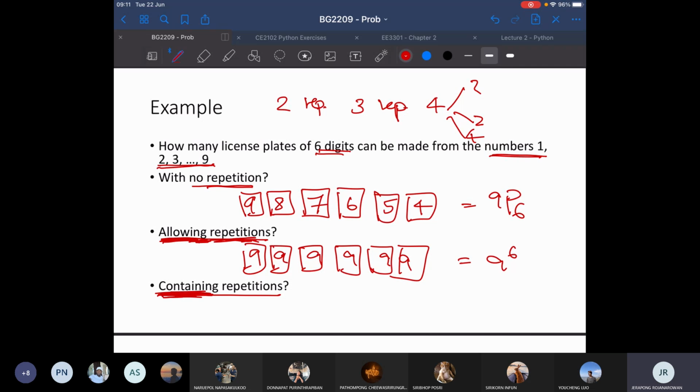So in this case you cannot count them directly. What you have to do is you have to think about, okay, now this guy allowing repetition will include only repetition and no repetition. Therefore, this guy and this guy, if I subtract them, I should get this one, right? So this one is going to be 9 to the power of 6 minus 9P6. Alright, this is called going around the bush.